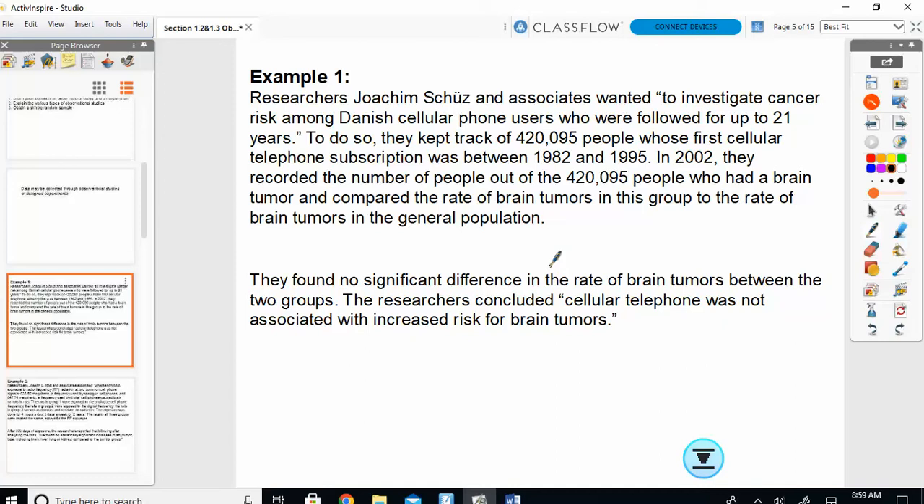Why? Okay, did they do anything to the people they put in their study? No. What did they do? They watched them. They said, okay, you have a cell phone, you're going to be a part of this, we'll check back in 20 years and see what happens. So they didn't actually do anything, they just observed.